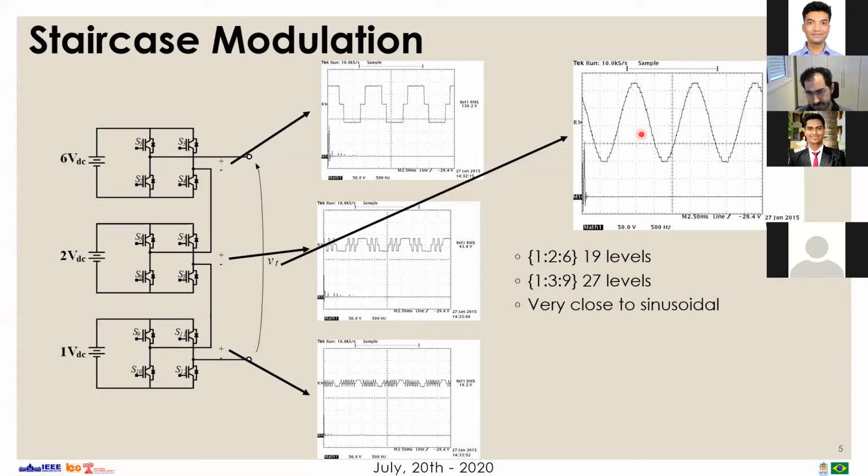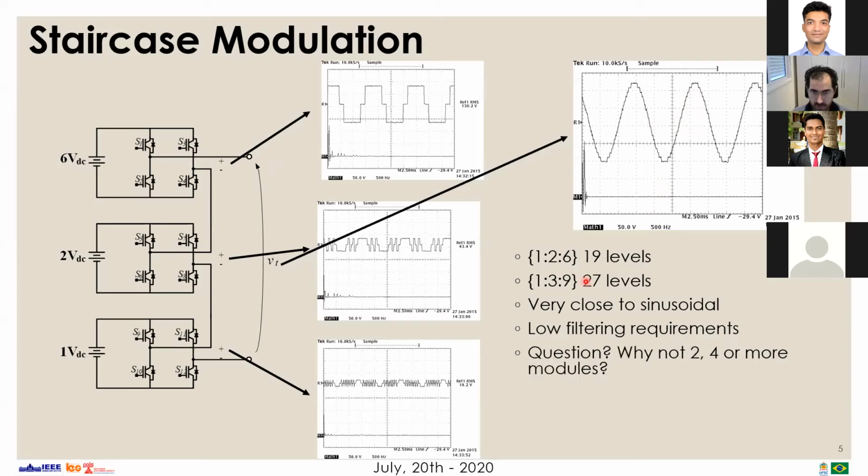And actually, this is very close to sinusoidal. Notice that we are not having a filter yet. This is just the terminal voltage. Very close to sinusoidal. It means that you have low filtering requirements. If your final target is a sinusoidal waveform, we have already a very close waveform to the sinusoidal, just turning on and off the transistors using the staircase modulation.